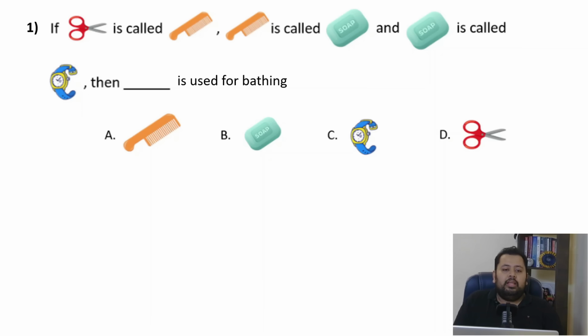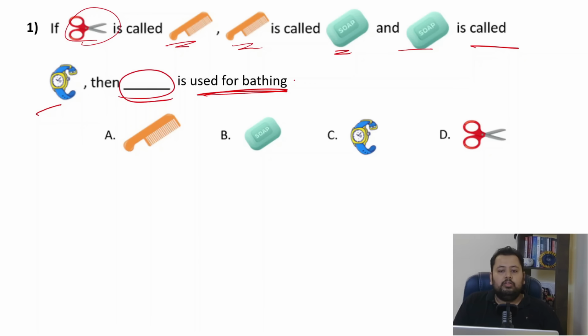Question number 1: if a scissor is called a comb, a comb is called a soap, and soap is called a watch, then dash is used for bathing. So what's used for bathing? Right? First you have to find that and then find out what is that called. Pause the video, solve it, and then we look at the solution.